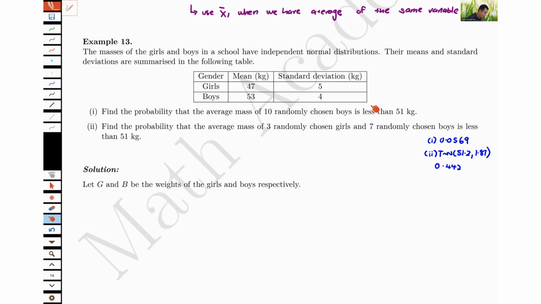We have got two kinds of mass here. You have got girls and boys. They are normal distributions. The mean and SDs are already stated in the table here. So part one, can we get the average? And if you look at the next phrase, it is average of 10 objects. You want to have two kinds of phrases, average coming first, and then average of n objects. Average of n objects will then mean that you are looking for x bar. Okay, and you want this to be less than 51 kg.